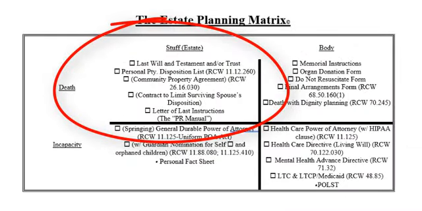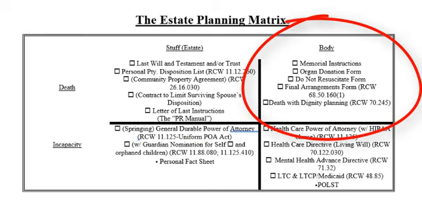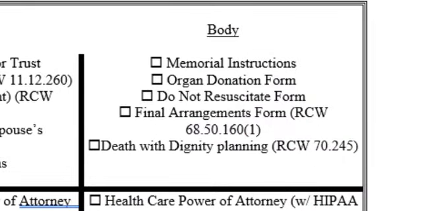Let's move on down. Well, actually, let's move to the right and go to the what happens to my body when I die. A lot of these documents are controlled by statute, but they don't necessarily require the same level of formality that a last will and testament does. Some of them don't have any formality, and you can just do what you want, like the letter of last instructions. There's no statute for that. That's just practical good sense.